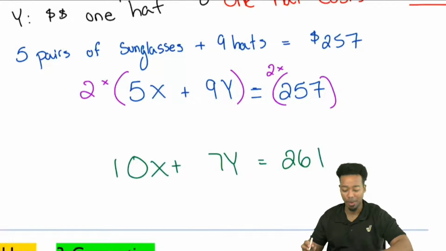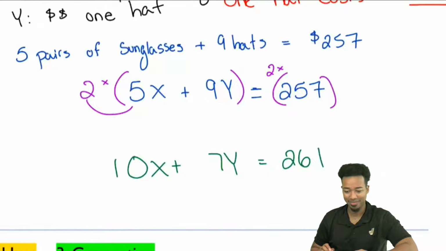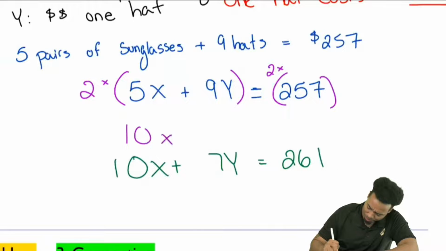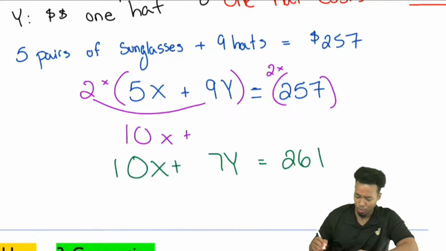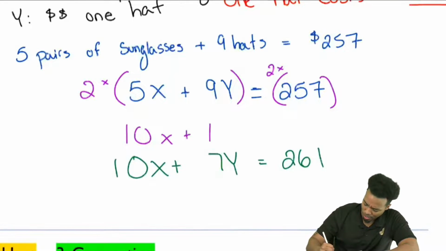Watch what's going to happen, everybody. What's 2 times 5 going to be? Yeah, we wanted that 10. Okay. Everybody, what's 2 times 9y going to be? That's going to be 18y. Okay.